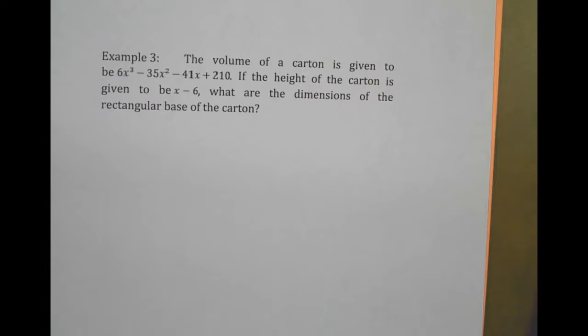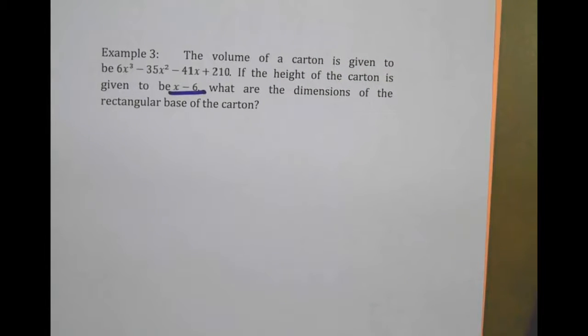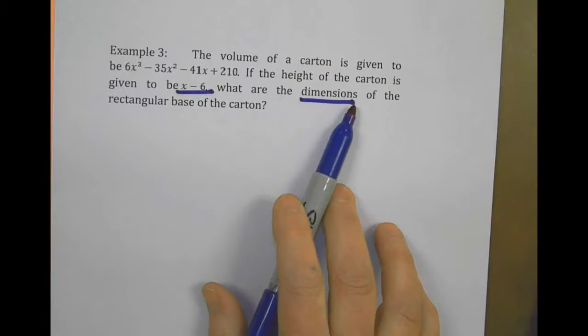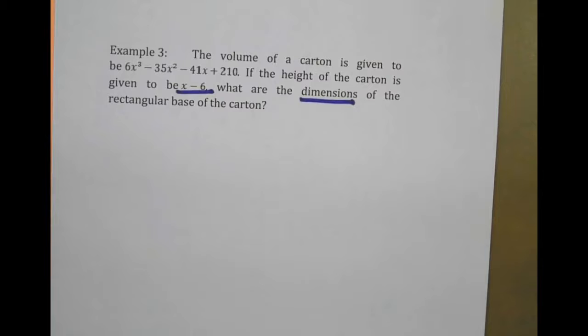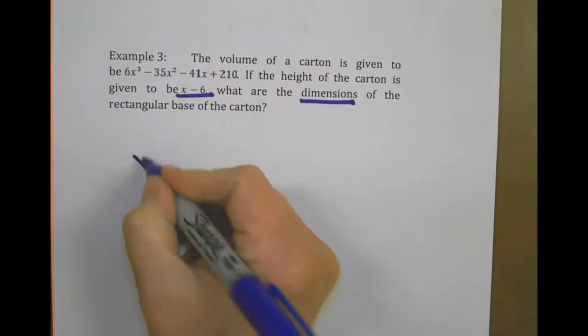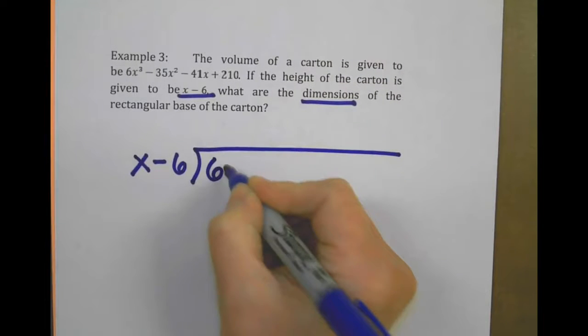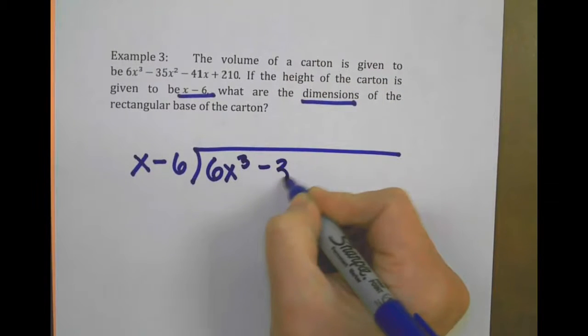The x minus 6 is the height. And it asks me to find the dimensions. The other dimensions would be the length and the width. It gives me the height, and the other dimensions are the length and the width. Well, what does this have to do with this dividing stuff? Well, I'm going to divide the height into the volume.